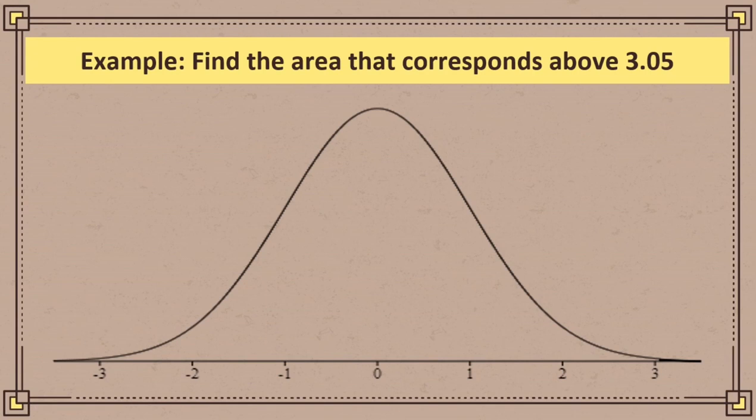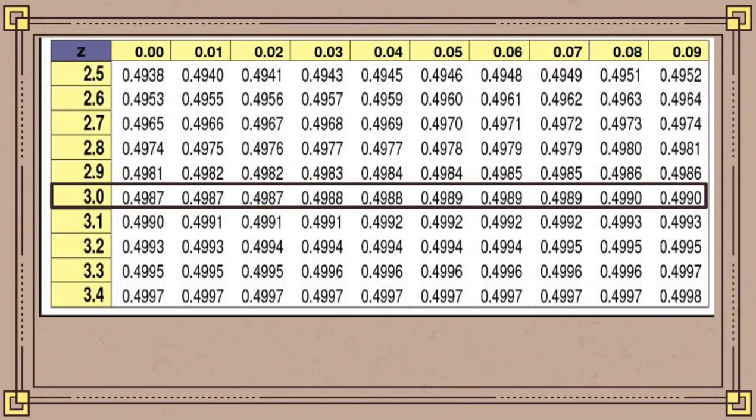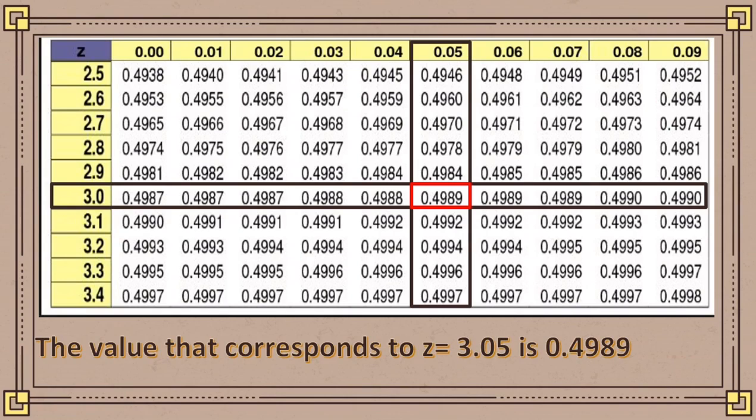We will now find the corresponding area of z equals 3.05 using the z table. Look first at the whole number and the first decimal. So that is 3.0. Now look at the z values and find 3.0. And then after that, get the last number which is 5. Now, if you align 3.0 to 5, the intersection between them will be our area that corresponds to 3.05, and that is 0.4989. Then the value that corresponds to z equals 3.05 is 0.4989.